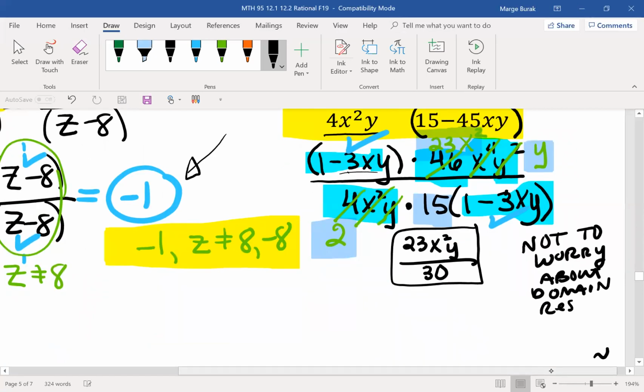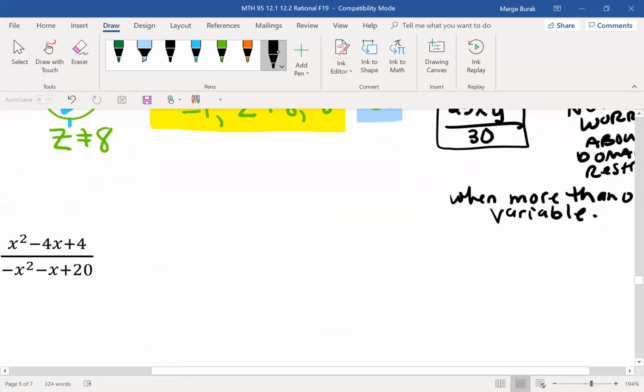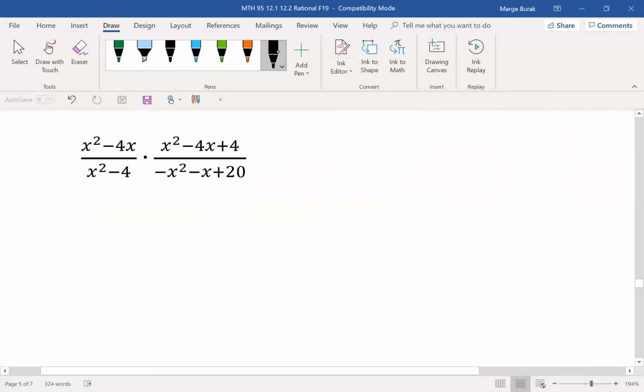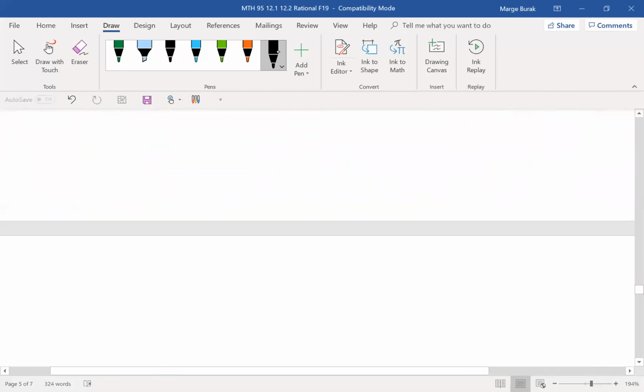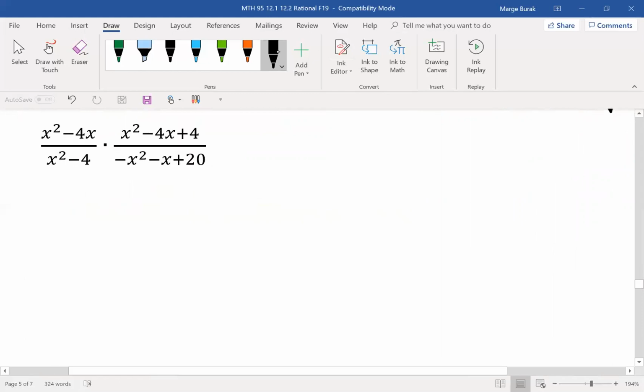Domain restrictions, when more than one variable. Okay, and yeah, because you're not going to have a function with more than one variable. Okay, so multiplication steps are factor it, and then cancel. And we're going to do one last problem here on this video, and then we'll continue on.